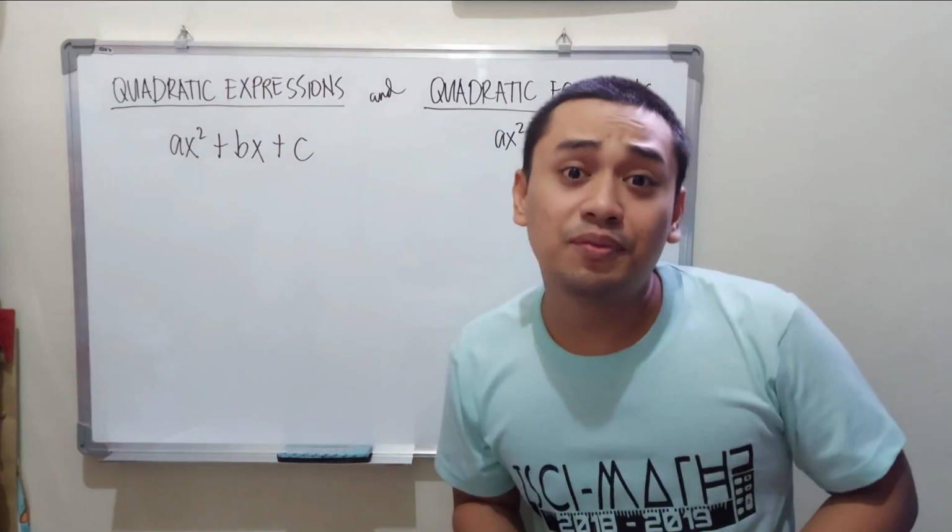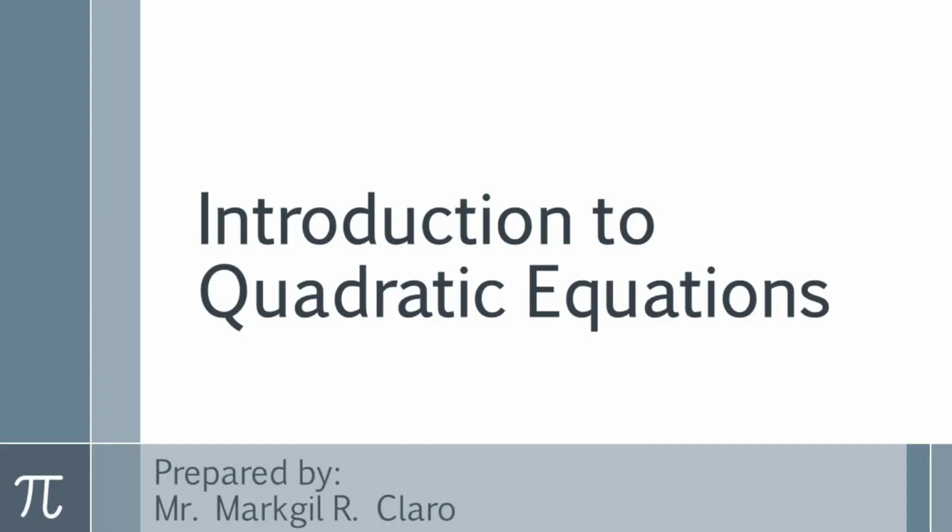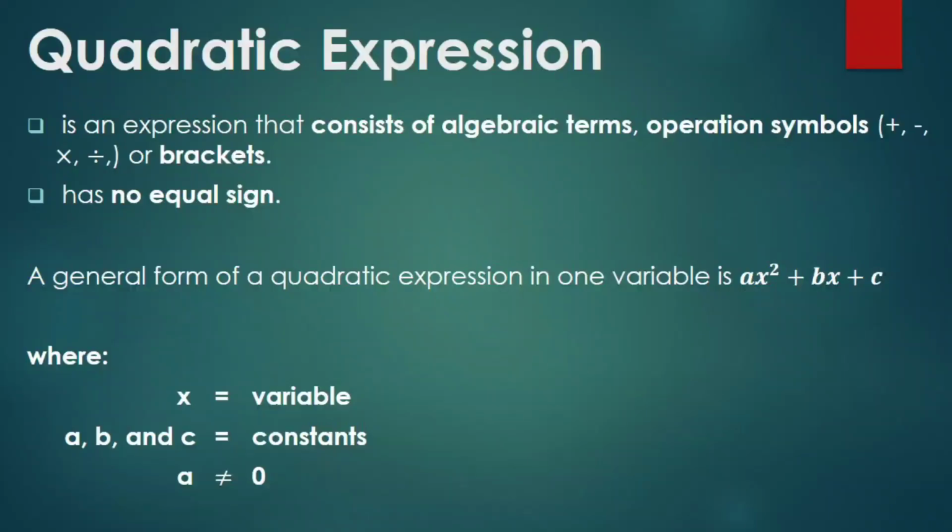And for our first video, we are going to talk about the introduction for quadratic equations. As a form of review, we have here quadratic expressions. A quadratic expression is hereby defined as an expression that consists of algebraic terms, operation symbols like addition, subtraction, multiplication, and division, or even brackets. And quadratic expression has no equal sign.